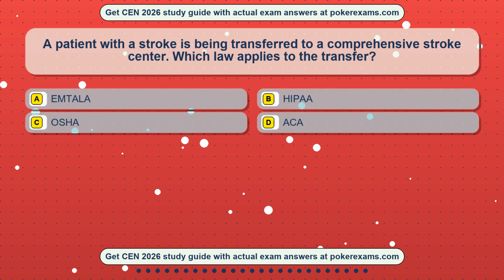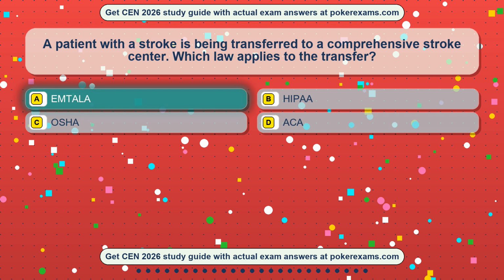Question 25. A patient with a stroke is being transferred to a comprehensive stroke center. Which law applies to the transfer? Option A, EMTALA. Option B, HIPAA. Option C, OSHA. Option D, ACA. The correct answer is option A.